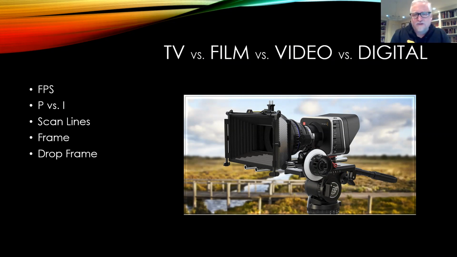And that's why our cameras don't read 24 exactly. They read 23.9 or 59.9. It has to do with that old television engineering standard. So that's what frames per second is about. That's what P versus I is about. And those are the choices that you get to make.